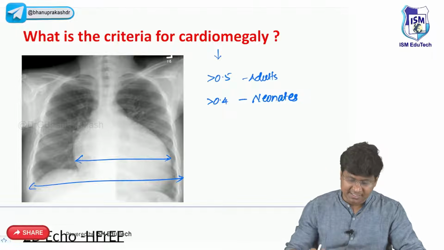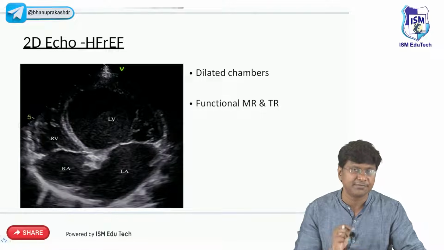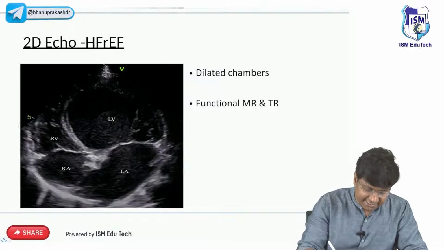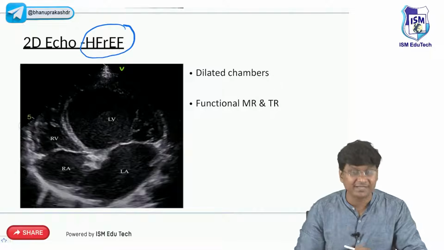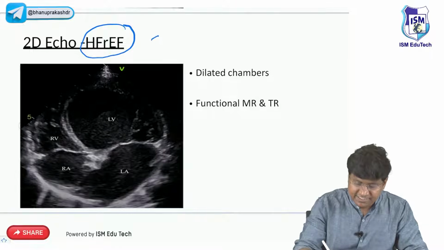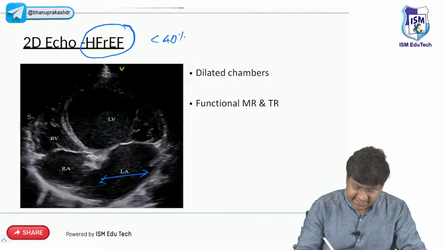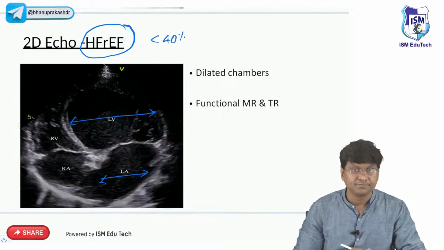Then after having discussed the chest x-ray, the other method by which you can diagnose dilated cardiomyopathy is your 2D echo. 2D echo will be showing heart failure with reduced ejection fraction. So ejection fraction will be less than 40%. And not only that, you will notice that the chambers are completely dilated.